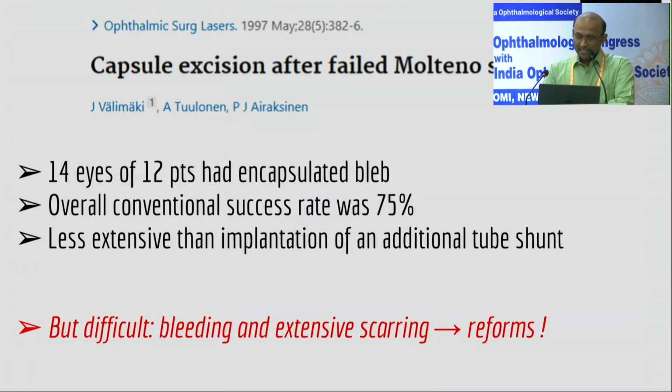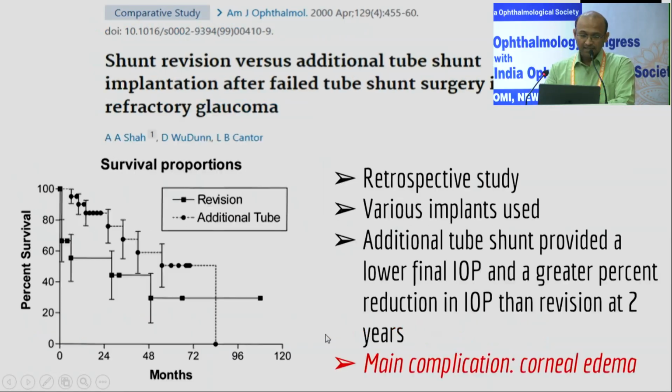So capsule excision, this is one study which is really old. It was found to be effective in about 75% of the cases, but it is difficult. We know that bleeding is an important issue, and of course the blood ball comes again. So what about shunt revision versus additional tube implantation?